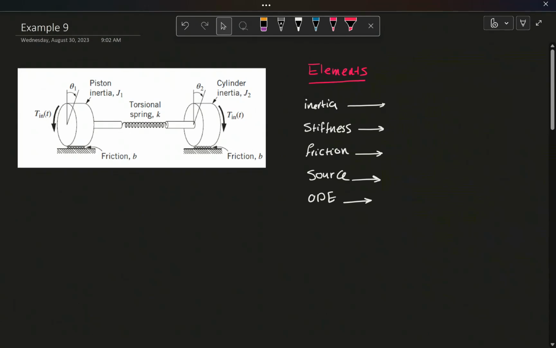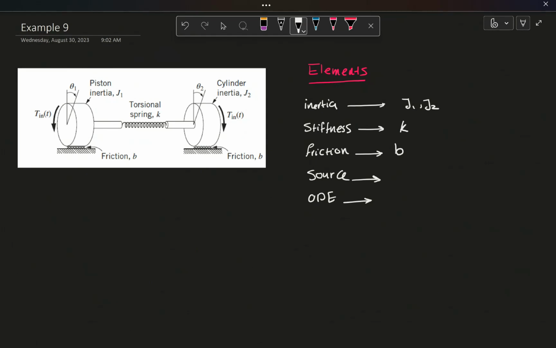You notice that I have two inertia elements. One of them is the mass moment of inertia for the piston, and the other one is the mass moment of inertia for the cylinder. So J1 and J2 are my inertia elements. Similarly, since I assume that the system has a torsion spring, I would lump the effect of stiffness in that torsion spring. Also, I have two bearings which are supporting J1 and J2.